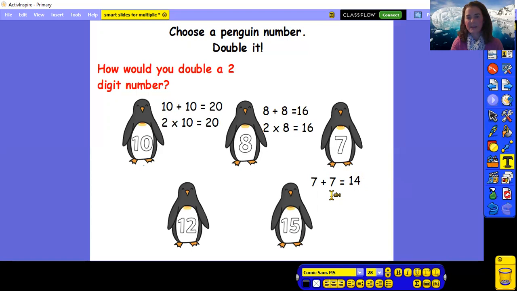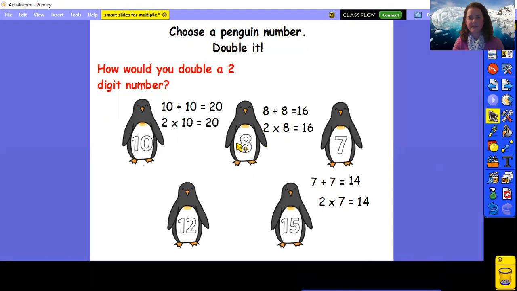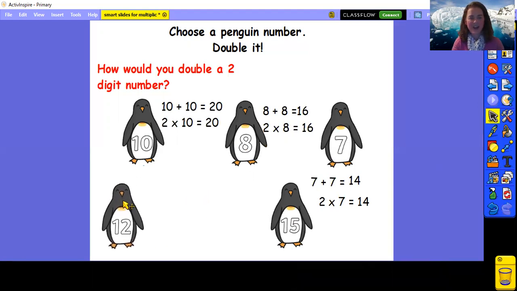And that's the same as doing 2 times 7 equals 14, or 7 times 2 equals 14. So you can always turn it around if you're not sure about 2 times 7. Okay, next one. Now, this is where we get to our 2-digit numbers. So I'm interested to see how you might have solved this.